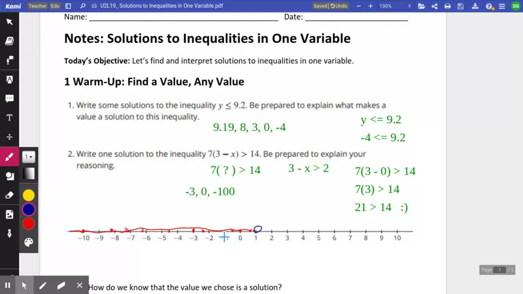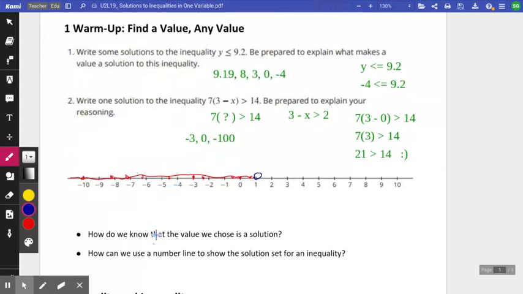Remember, I said throughout this lesson, we're going to be looking at strategies to find the solutions for inequalities. These are the two questions I'm hoping we leave this warm-up being able to answer. The first one is, how do we know that a value we chose is a solution? And the second question is, how can we use a number line to show the solution set for an inequality? Go ahead, pause the video, and try answering those two questions now.